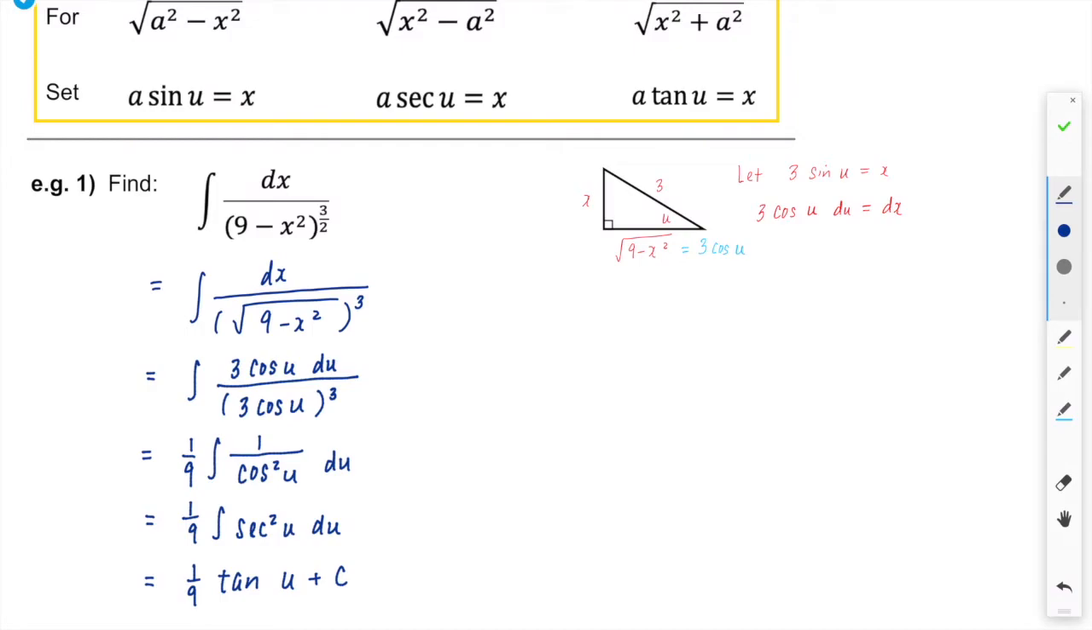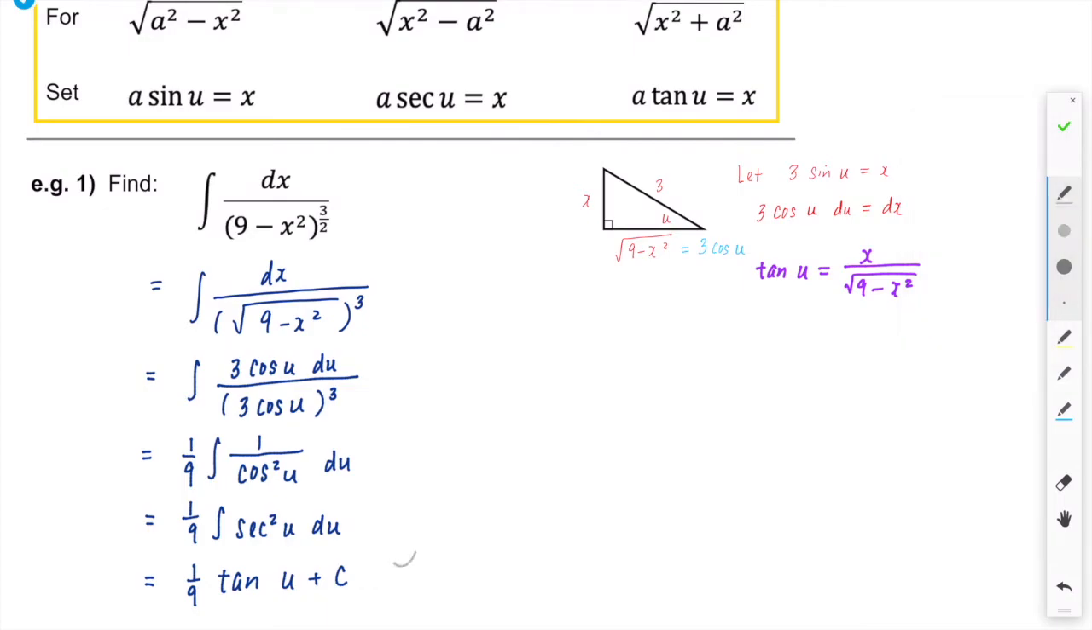We're not done yet because our original question was expressed in terms of x. Now we need to find an expression to replace tan u that is in terms of x. Okay, so let's go back to our substitution section. Now the next step is, what is tan u? Well, tangent is opposite over adjacent. Using my triangle, this is what I get.